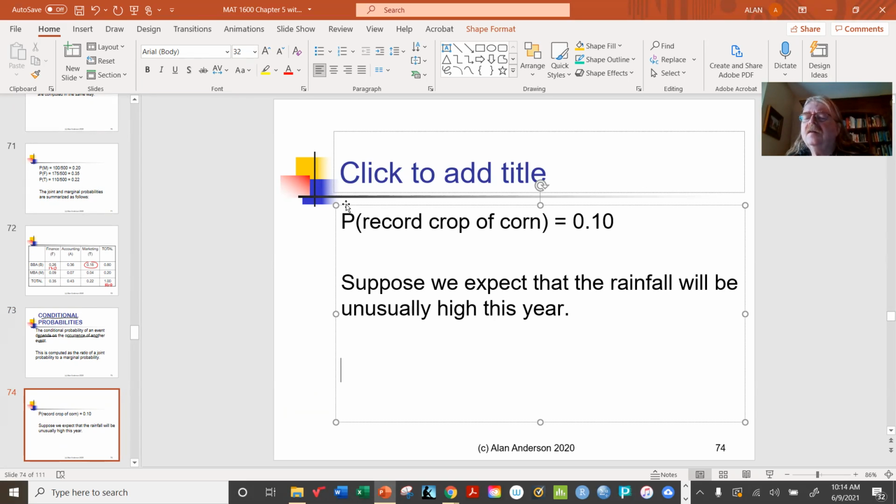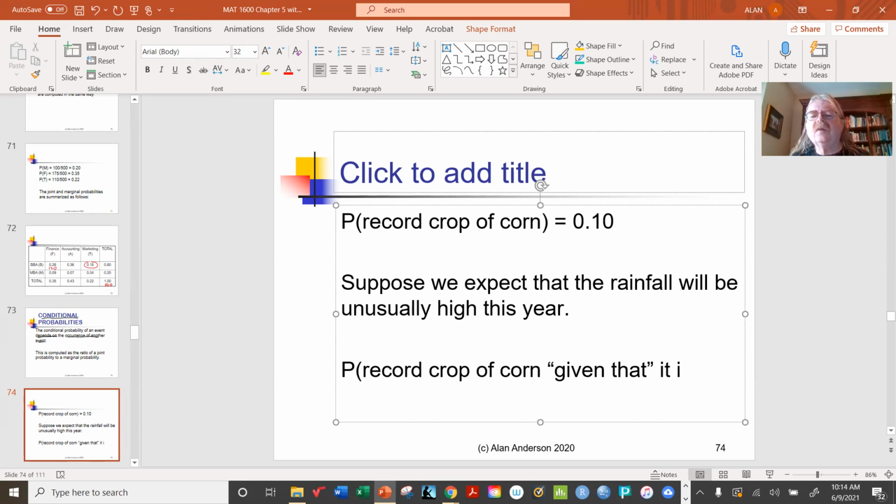Might that not adjust? What I probably would say to myself now, well, given that information, maybe I should revise my estimation of the probability of getting a record crop this year. I mean, if it's going to rain that much, I'll probably have more corn than usual. So what I'm going to do now is revise this to say, the probability of a record crop of corn, given that it will be unusually rainy, I'm going to revise my opinion of that to 20%.